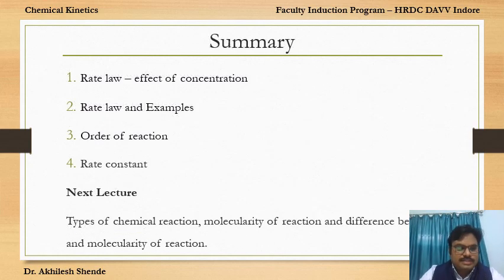Now let's summarize this lecture. In this lecture, I have discussed rate law, effect of concentration on rate of reaction, rate law and its examples, order of reaction and rate constant. In the next lecture, I will discuss the types of chemical reactions, molecularity of reaction and the difference between order and molecularity of the reaction.